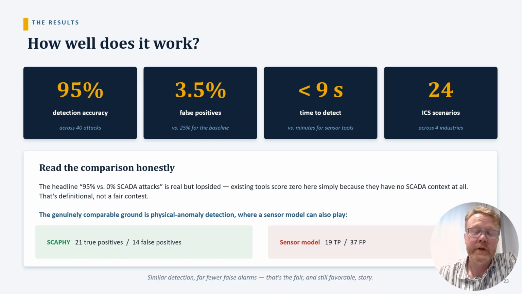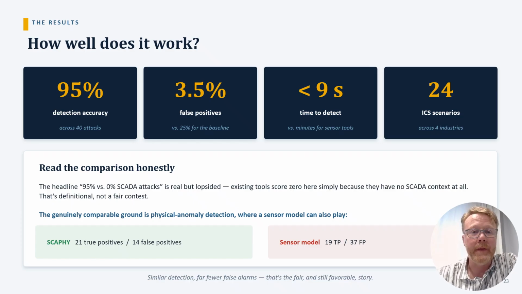So how well does it work? Well, let's look at these numbers. The top line numbers here are pretty strong. 95% accuracy. That's a big number, but we'll come back to this. 3.5% false positive. Also impressive, and we'll pick this apart a little bit as well. Under 9 seconds time to detect versus minutes for sensor tools. This makes sense because the sensor tools need time to establish baseline behavior. And then two dozen ICS scenarios in 4 industries.